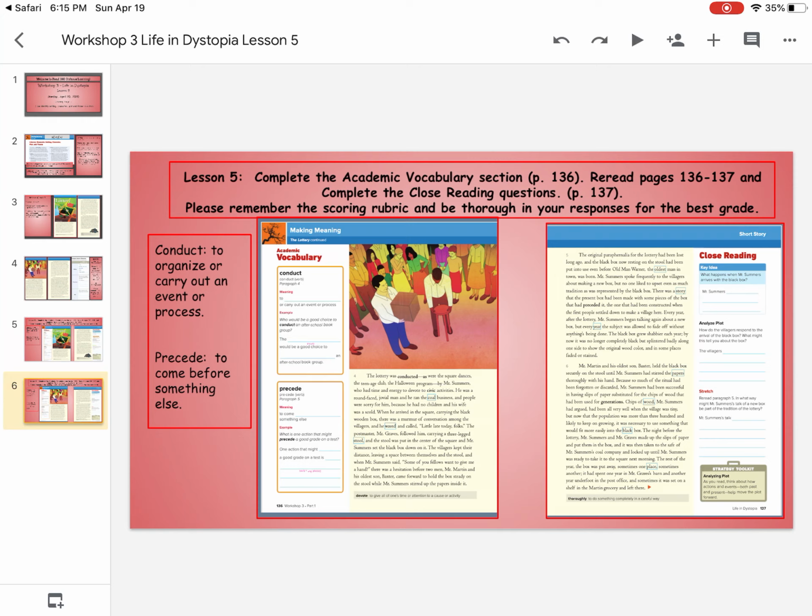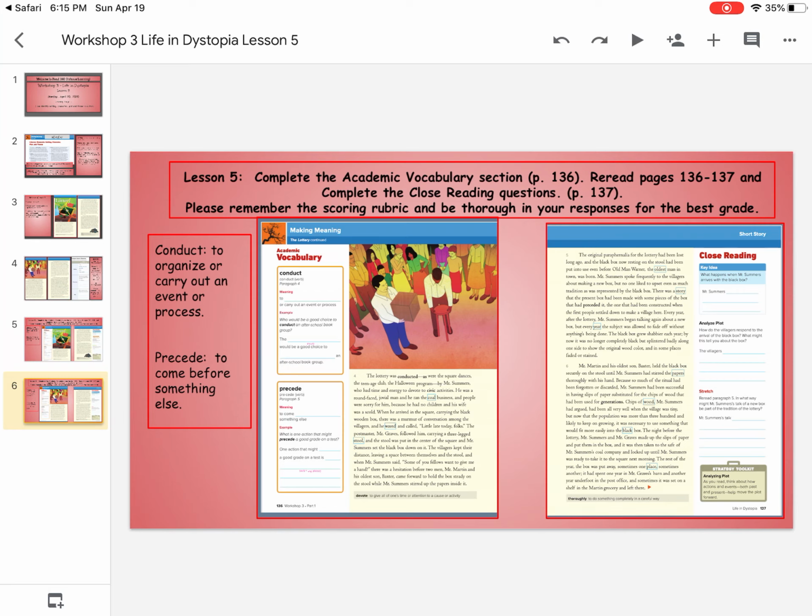The villagers kept their distance, leaving a space between themselves and the stool, and when Mr. Summers said, 'Some of you fellows want to give me a hand?' there was a hesitation before two men, Mr. Martin and his oldest son Baxter, came forward to hold the box steady on the stool while Mr. Summers stirred up the papers inside it." Okay. That should help you answer that question of analyzing plot.